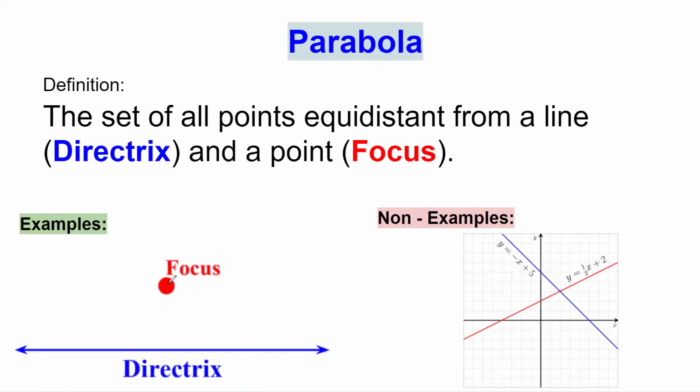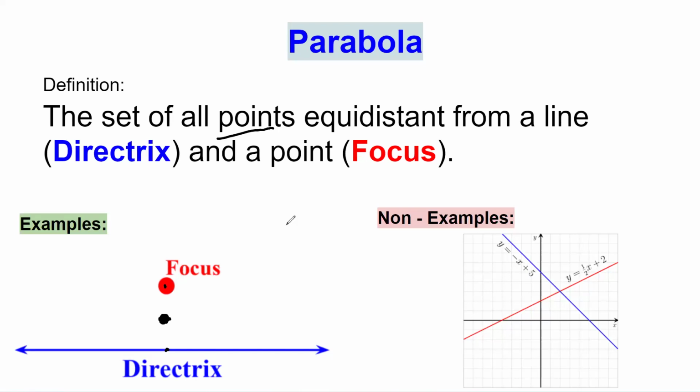So let's say my focus is right here, and my directrix is right here. They're an equal distance away from each other. So wherever the middle of these two figures is, that's where the parabola is going to be located. So here's one point. However, we have a set of points, so there are more points that are going to exist in between those two figures, okay? And there are specifics about it.